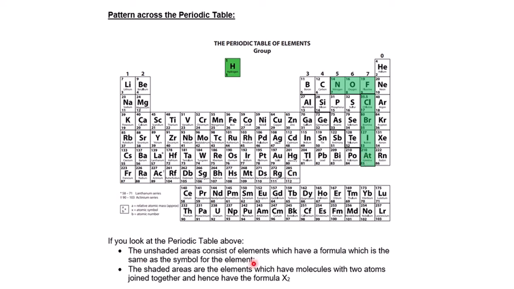So the unshaded areas, you simply use the formula for the element. So if we were picking out manganese, it's simply Mn. If we were picking out lead, there's lead there, Pb. If we were picking out calcium, Ca. But if you're representing the elements, then hydrogen would be H2, nitrogen, N2, and so on. So the shaded areas represent elements that have molecules with two atoms joined together, and they've got a formula X2.